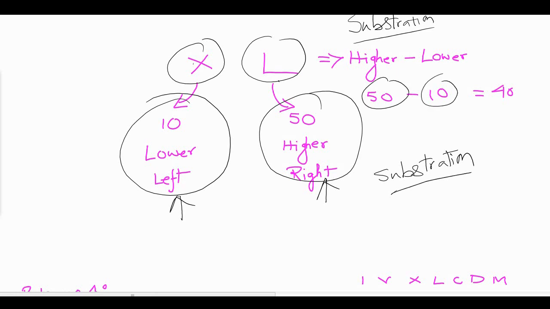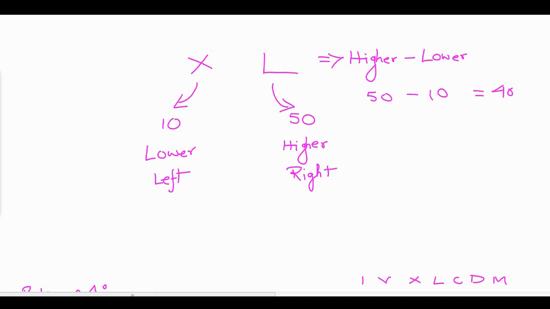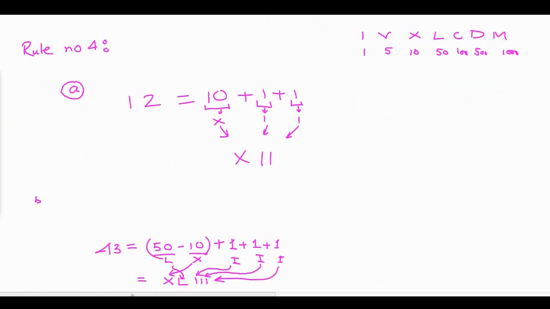If we want to write 41, we can write XL plus I. This one is 50 minus 10, and this one is plus 1. That means 41. We can write 41 like this. We can write 42 like this: XL is 40, then this is 2. 50 minus 10, 40 plus 2, that means 42. These are the examples of subtraction. Now we have to proceed to rule number 4.